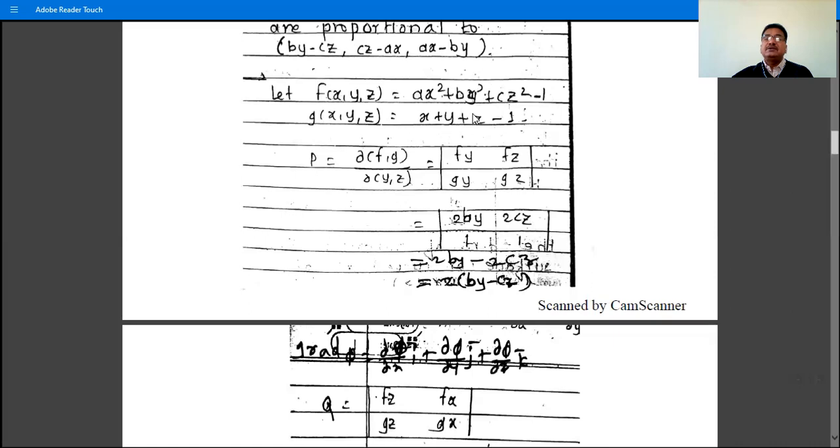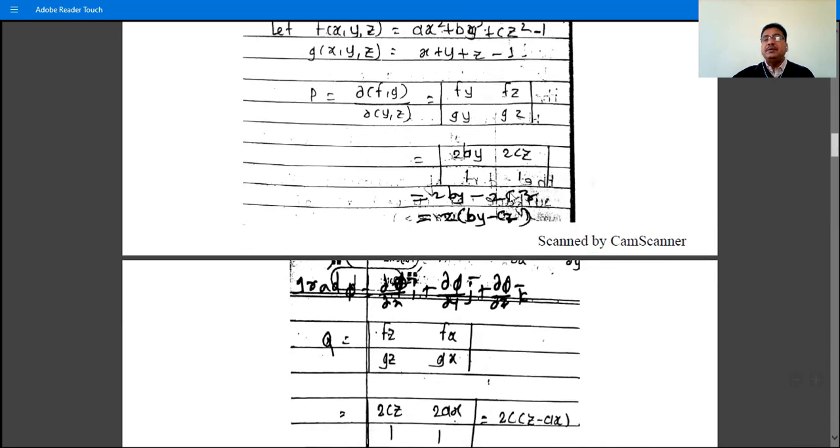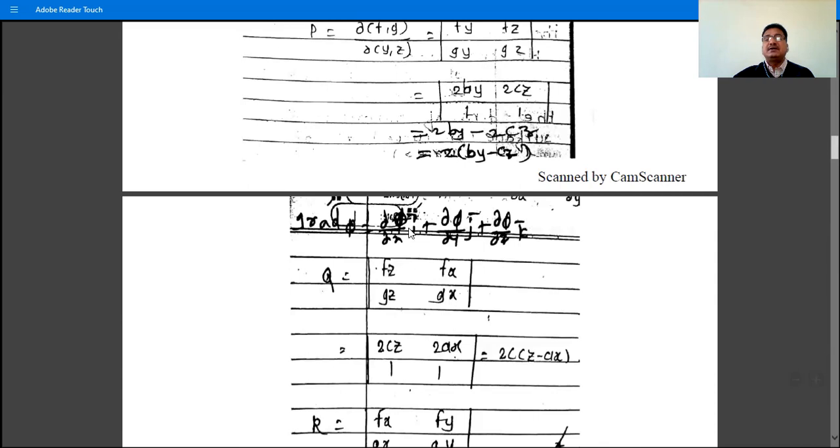G_y, the derivative of this quantity with respect to y: the derivative of x is 0, of y is 1, of z is 0, and of minus 1 is 0. So the answer is 1. And G_z is similarly 1, and the answer is 2by minus 2cz. Take 2 as common: 2(by − cz).